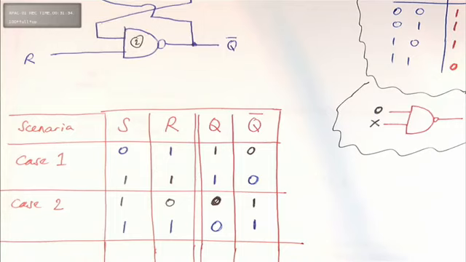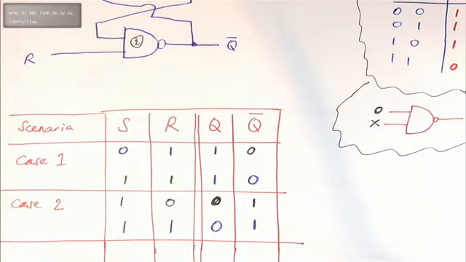Can you see, in case 1, when 1, 1 was there, what did it give? It gave the same answer as previously. Now look at case 2. Case 2, we do a 1, 0, your Q is reset, right? And immediately after that, if we plug in a 1, 1, what happens? We have, once again, the same answer as before.